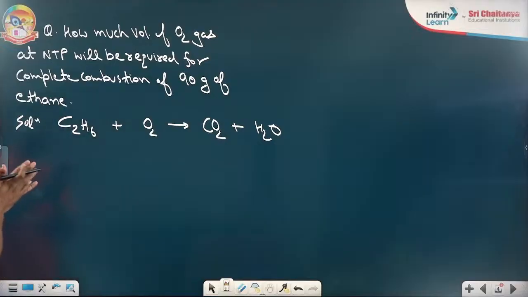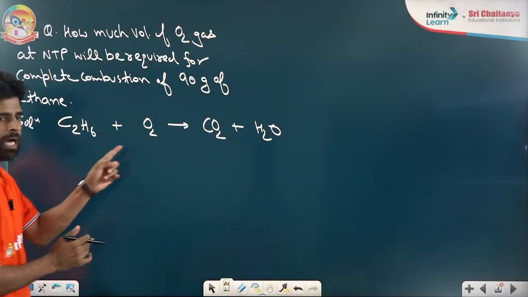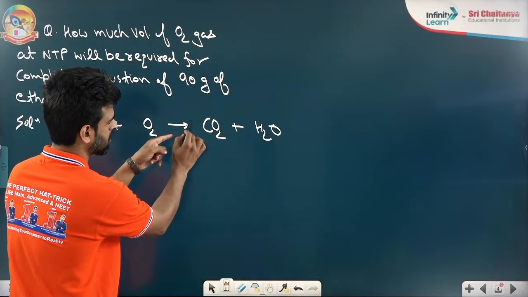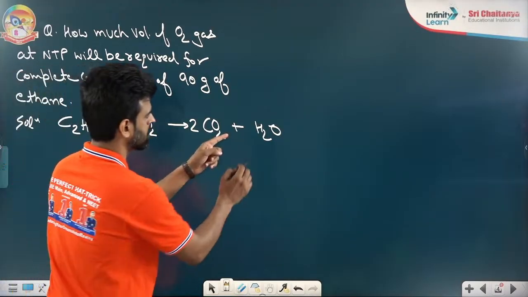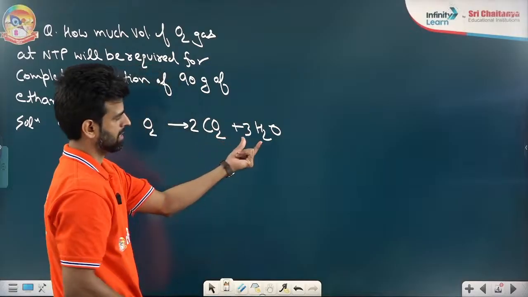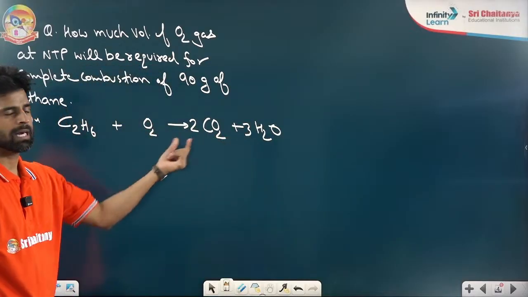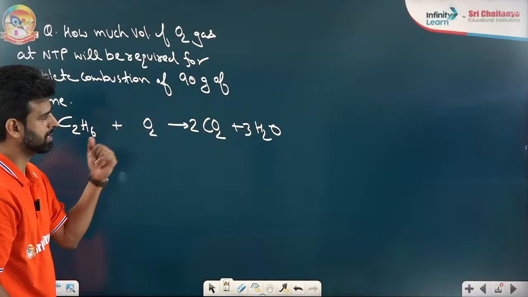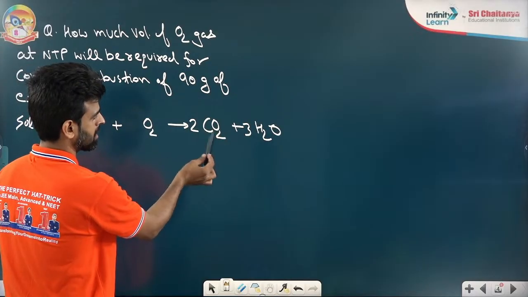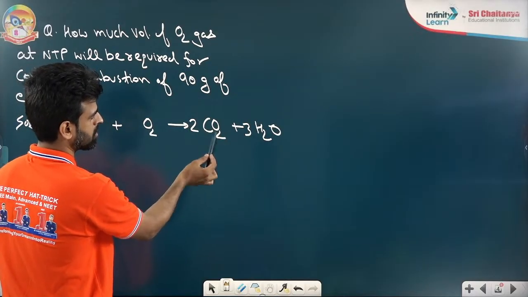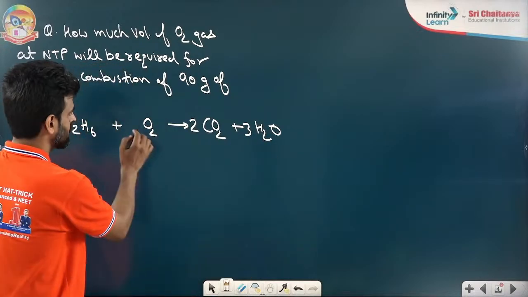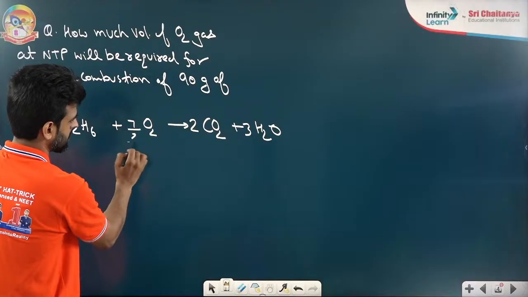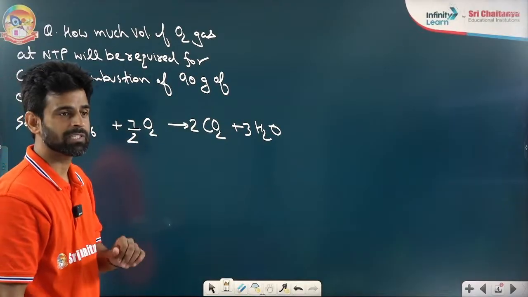So if you balance it, what is coming? C2 here, how many carbons here? One only, I will balance, make it 2. Right? Hydrogen, how many? 6 here, here only 2. So I am making it 3. 6 hydrogen, 2 carbon. Now balance what? Oxygen. How much oxygen here? 2 into 4, 4 and 3, 7. So 7 oxygen is coming here, so I will take 7 by 2. 7 by 2, right? It is our balanced equation.